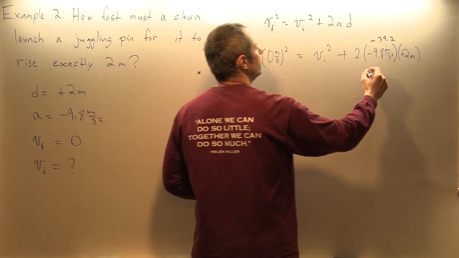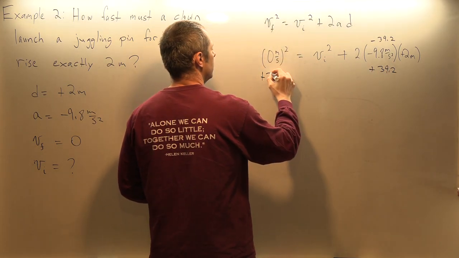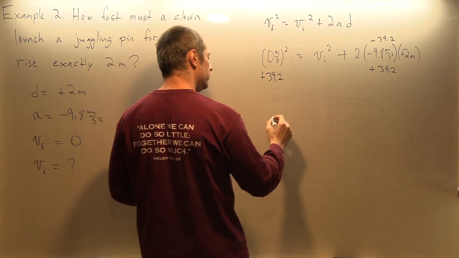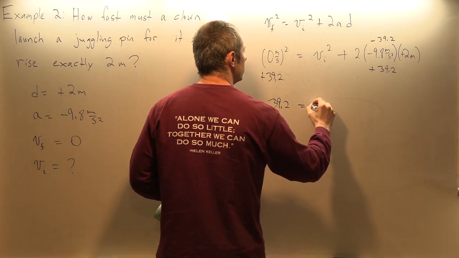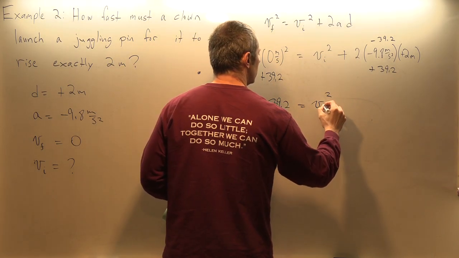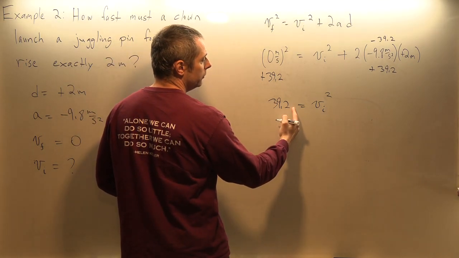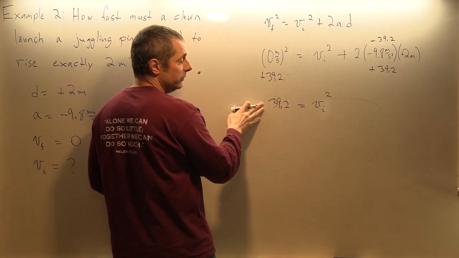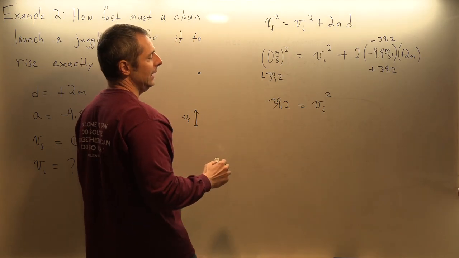I've got to move this to the other side by adding 39.2. And when you take 0 and add 39.2, you get 39.2 equals V squared. I didn't mention this, but I should have on the previous problem too, is that in this step you need all your units. In this one, on the Regents, you don't need the units in the intermediate steps. You need them on the answer.